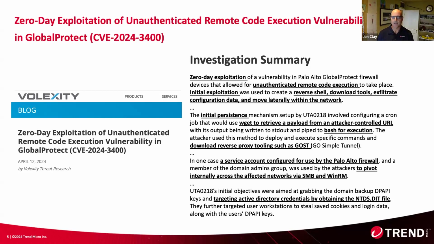It was interesting here. The attacker used this method to deploy and execute specific commands and download a reverse proxy tool such as Ghost, which is Ghost Simple Tunnel. So again, using the internal network to access an external location, which allowed them to download more tools there. In one case, a service account configured for use by the Palo Alto firewall was used. A member of the domain admins group was used to attack and to pivot internally across there.